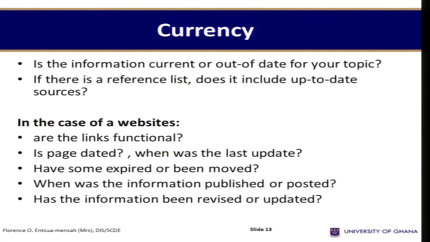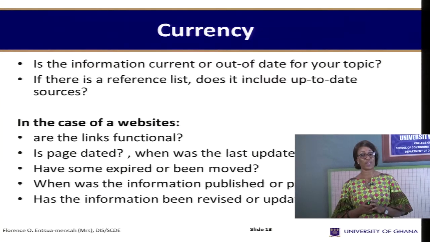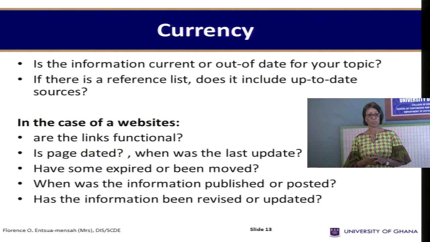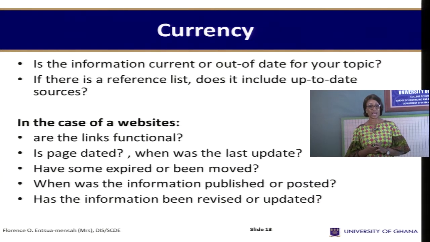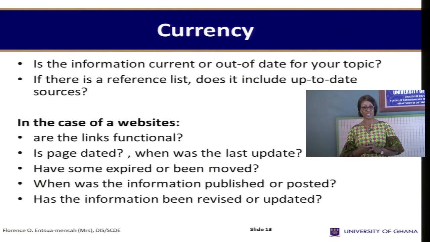The next criteria is currency. Is the information current or out of date for your topic? Is there a reference list that you can fall on for further information? In the case of a website, are the links functional? Is the page dated? When was the last updated date? When was the information published or posted? Has the information been revised or updated? These questions must be asked. And when you do that, we are trying to evaluate the source.